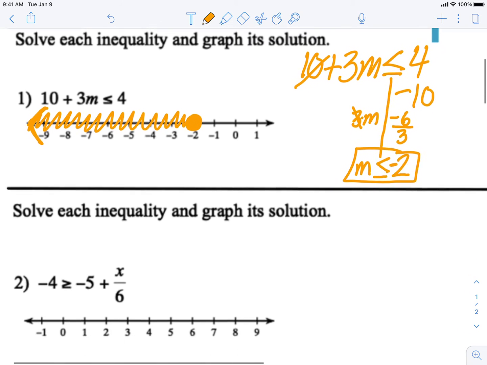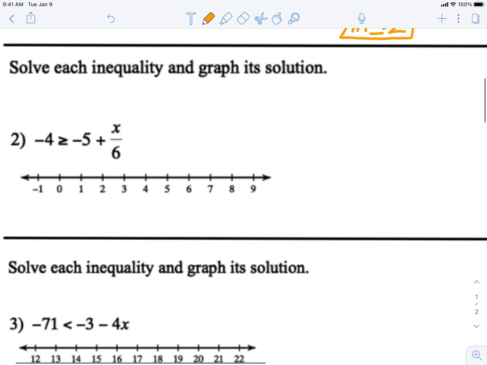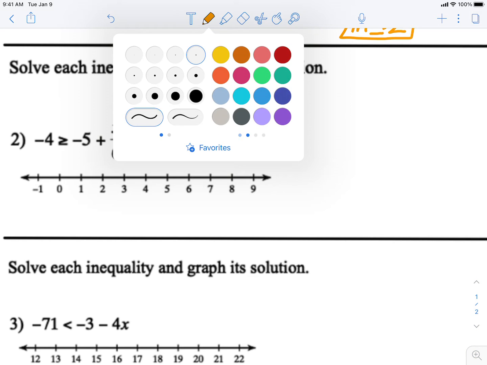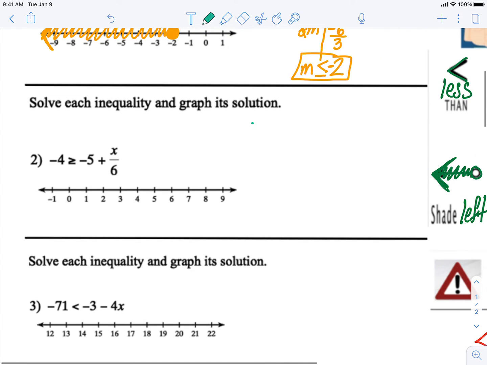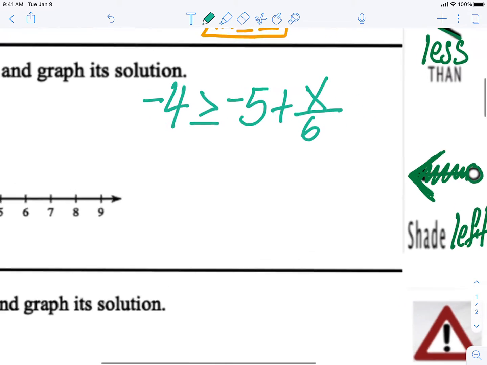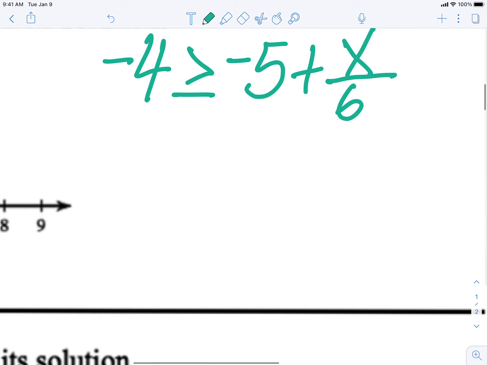Remember, rewind if you need some more practice to do this problem again. All right? So let's try this one now. So let's rewrite it again as well. Negative 4 greater than or equal to negative 5 plus x over 6. Right? So let's draw our line of separation here, just like this. I'm not sure what the arrow is going to look like, so I'm going to wait.